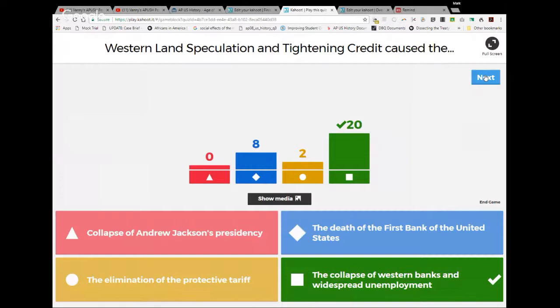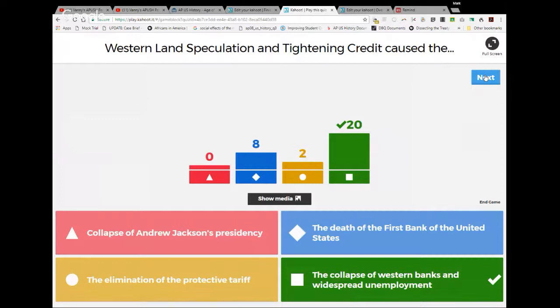But when we look at Western banks and widespread unemployment, first of all, let's look at Western land speculation. What does that mean? So Jessica said, does that mean inflation? And Alan says, like, people are buying up lots of land and betting the value will go up. And that is correct, Alan.